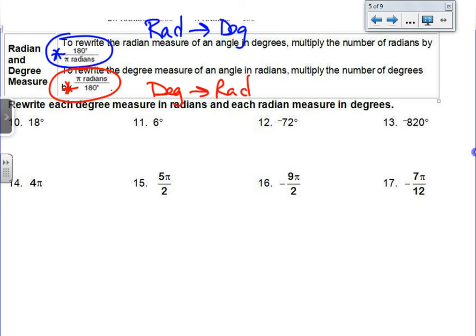So let's try this out. 18 degrees, I want to convert this to radians. Am I supposed to multiply by 180 over pi or pi over 180? Pi over 180. Now, besides the fact that your chart tells you to do that, can someone tell me a label reason why I want to do pi over 180? Getting rid of degrees, and we're keeping radians.